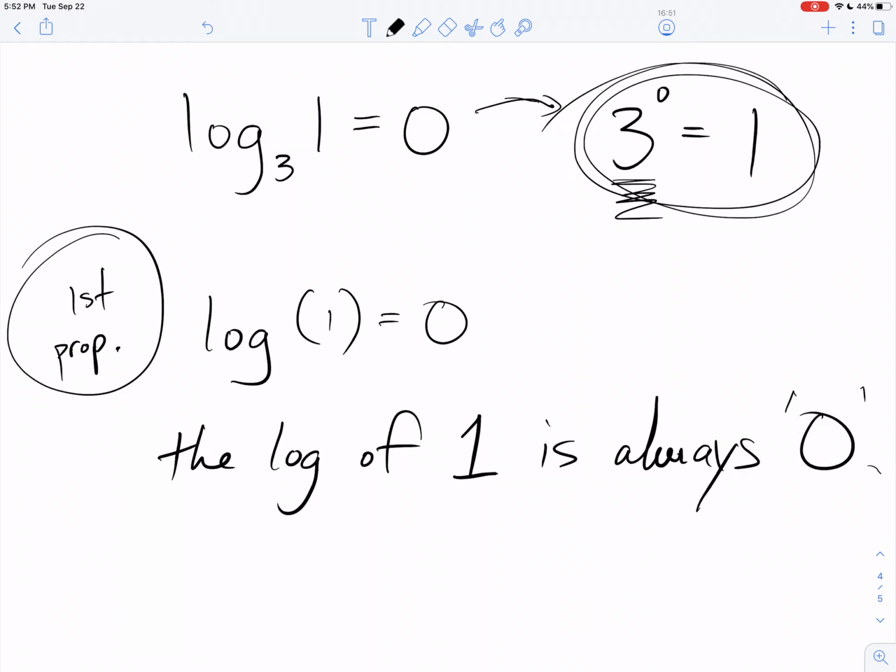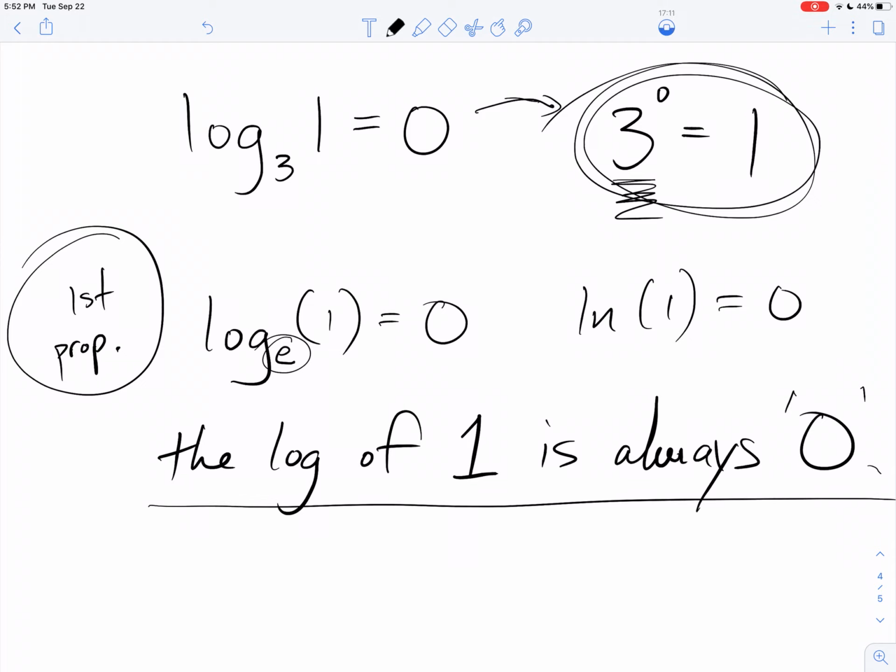It is, no matter what. First property. What if it's a base e? Then I would say natural log of 1 equals 0. That's also true, no matter what the base. It could be any base you want it to be. If you take the log of 1, you're going to get a 0. And all you have to do is convert it into exponential form to see why. But memorize it. Just have it stuck in your memory.